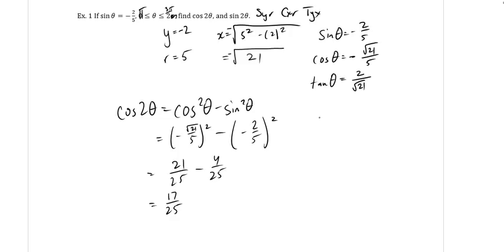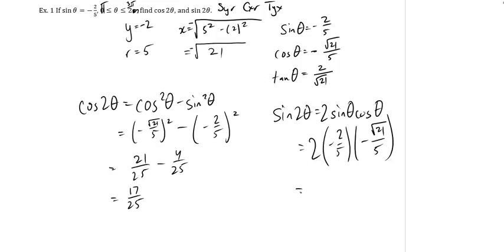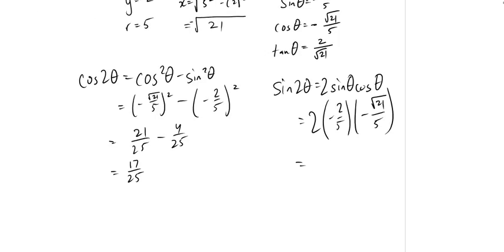Okay, good. And then sine of 2 theta is 2 sine theta cos theta. So it's 2 times negative 2 over 5 times negative root 21 over 5. So that looks like 4 root 21 over 25.